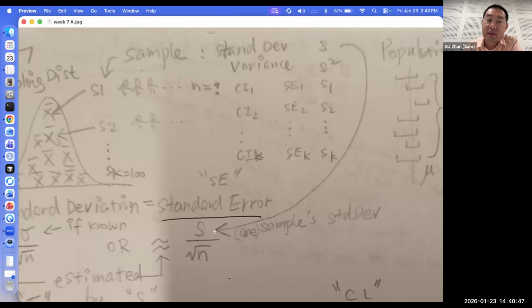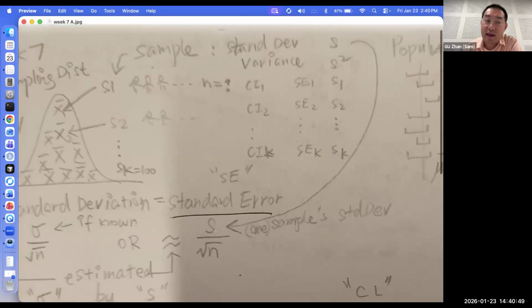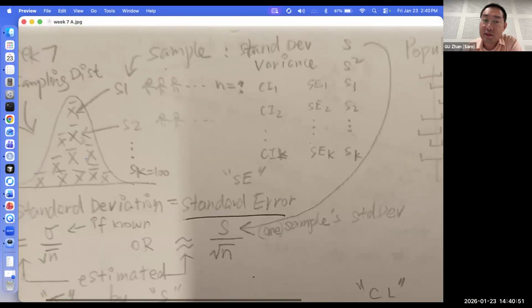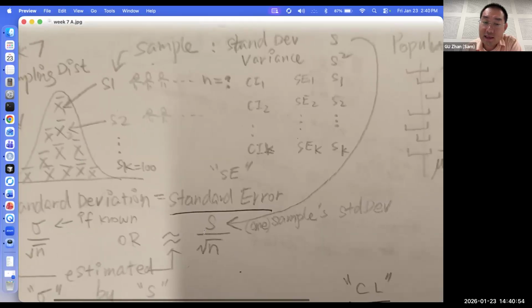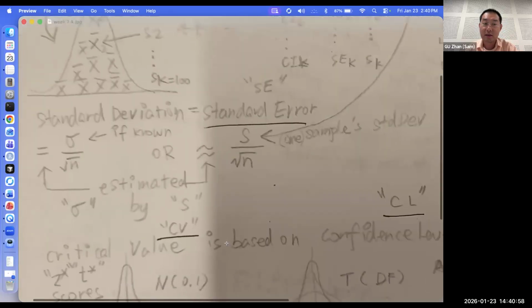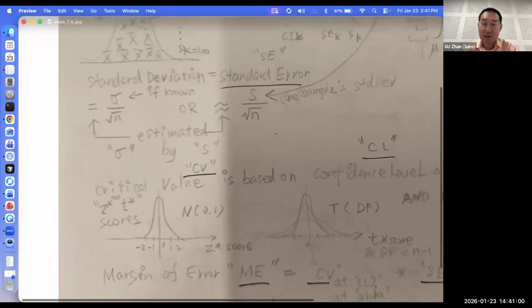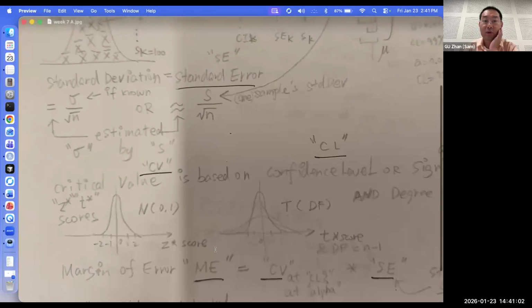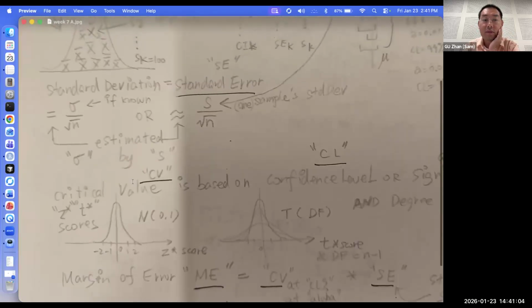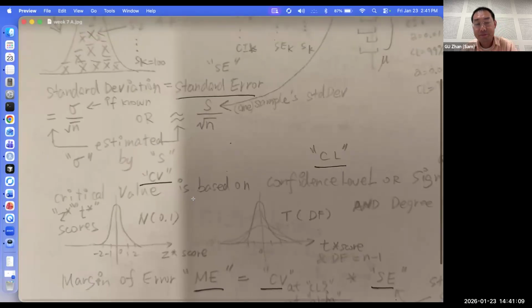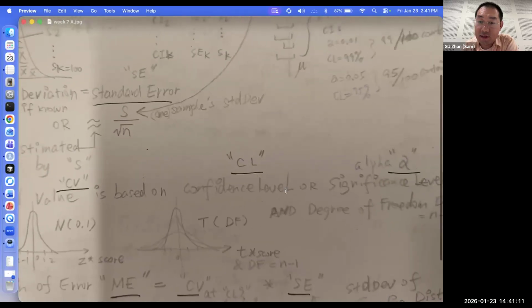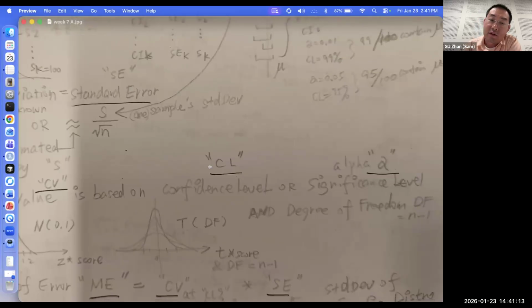Then the standard error, or the standard deviation of the sampling distribution, can be calculated as S divided by square root of n. Okay, so these are the key things here. Then next we are going to calculate the critical value. Critical value, CV, or Z-score or T-score, is based on the confidence level that we want to achieve. Confidence level is called CL. Confidence level can be 90% or 95%.